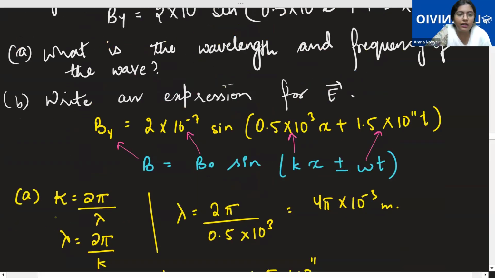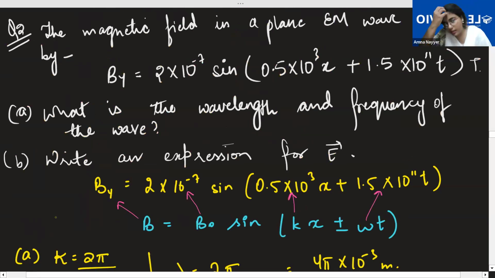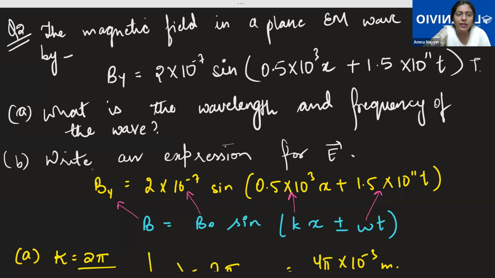Now Halima, you will tell me. Look at the question. What do you think the direction of electric field should be there, along which axis, Halima? See where the magnetic field is, where the direction of propagation is. Which one is left? Okay, where is the magnetic field, Halima?